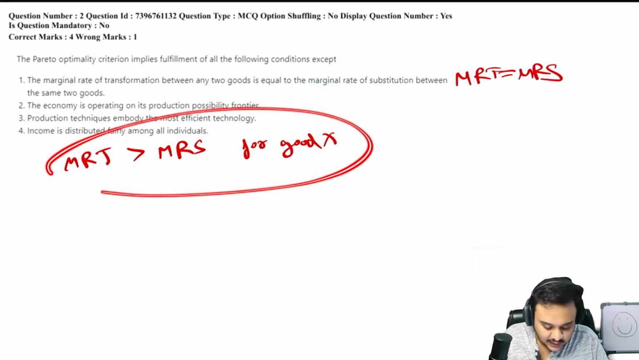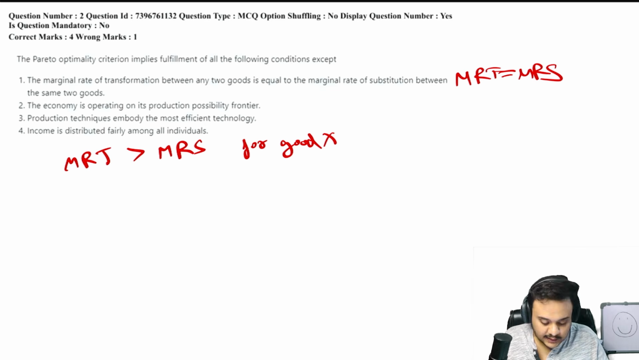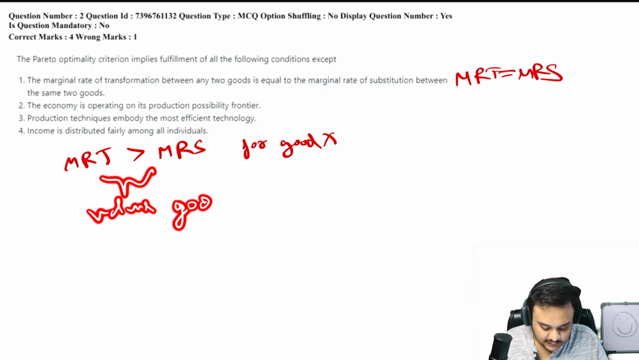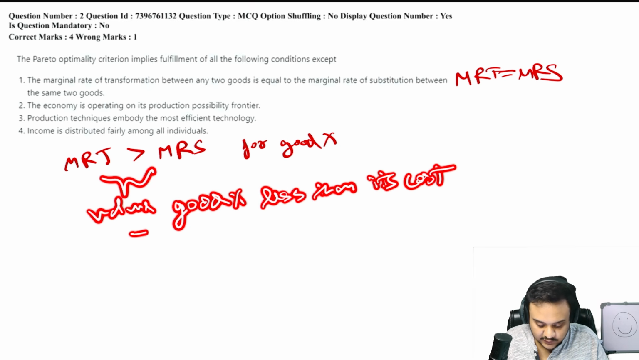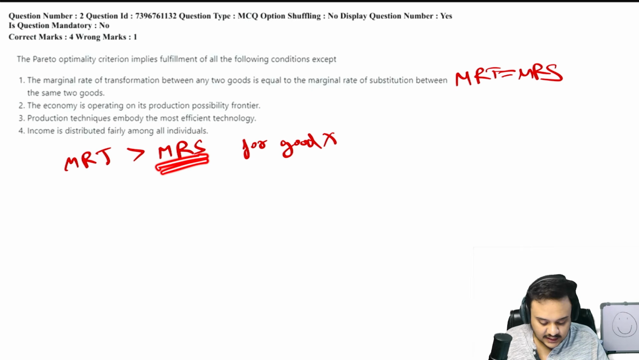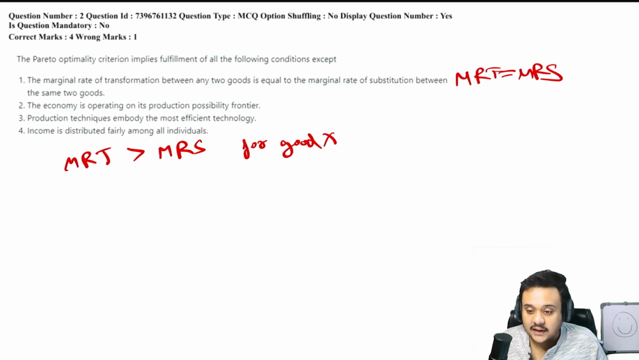Okay, so if MRT is greater than MRS, in very simple terms, you are just trying to say that you value good X less than its cost. Because for marginal rate of substitution, you are saying that you will sacrifice your good Y to consume more of X. That means you value good X a lot. But for this one, you are saying that you have to reduce the production of good Y in order to produce more of X. So the cost of producing another X, the sacrifice of good Y, is more than how much you are willing to sacrifice.